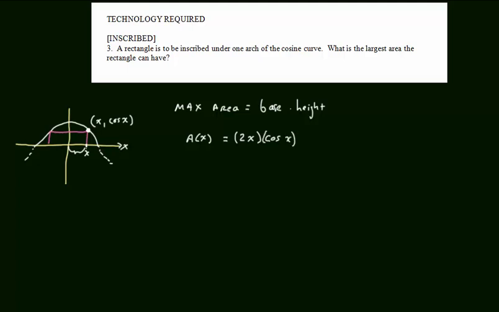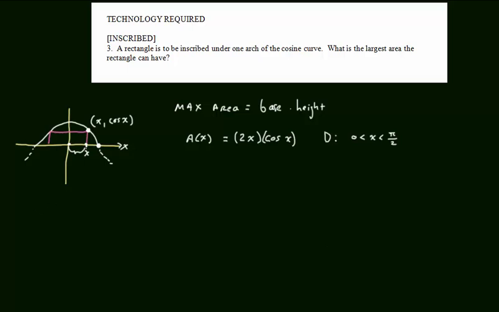We can also define the domain without technology. This value of x, remember, is the distance from the origin to the end of the rectangle, so it has to be bigger than 0. And because it's inscribed under one arc, the value of x has to be less than the zero of the cosine curve. And we know that cosine of x has a zero at pi over 2. This will assist us when we graph the function and help us to set the window range.